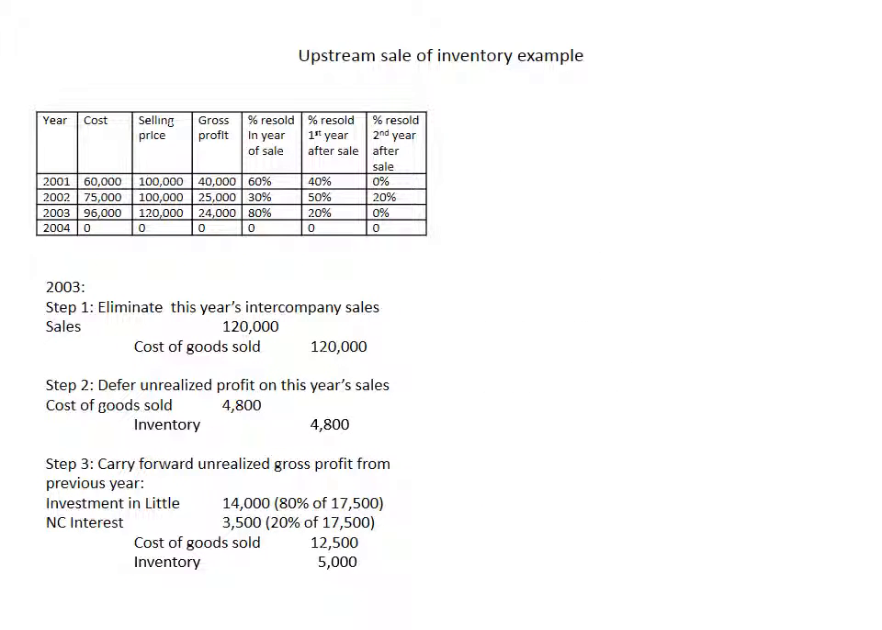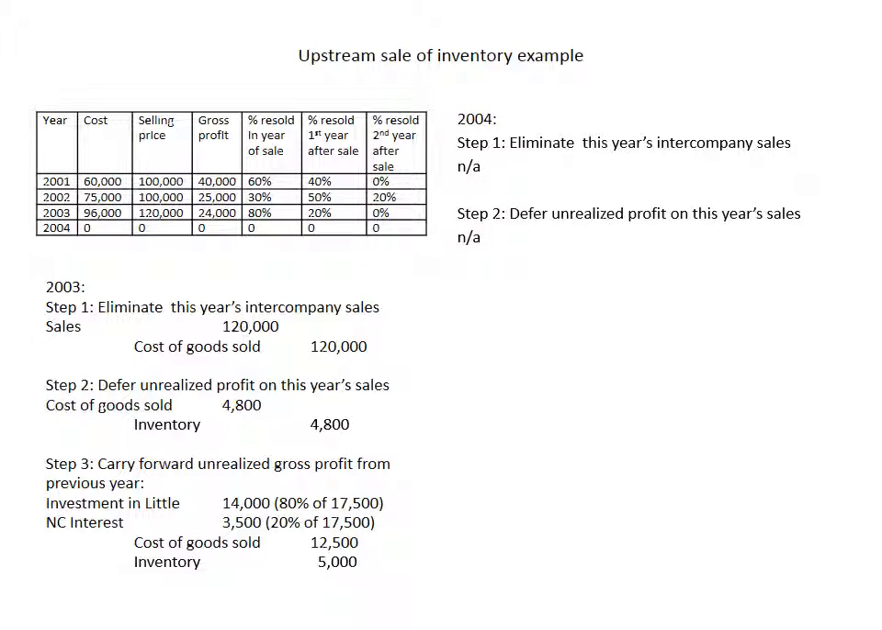Finally, 2004, and I just put the 2003 entries up there just so we can refer to them. Eliminate this year's intercompany sales, not applicable. There were no intercompany sales in 2004. Step 2, defer unrealized profit on this year's sales. Not applicable. Again, no intercompany sales, no deferred profit this year.